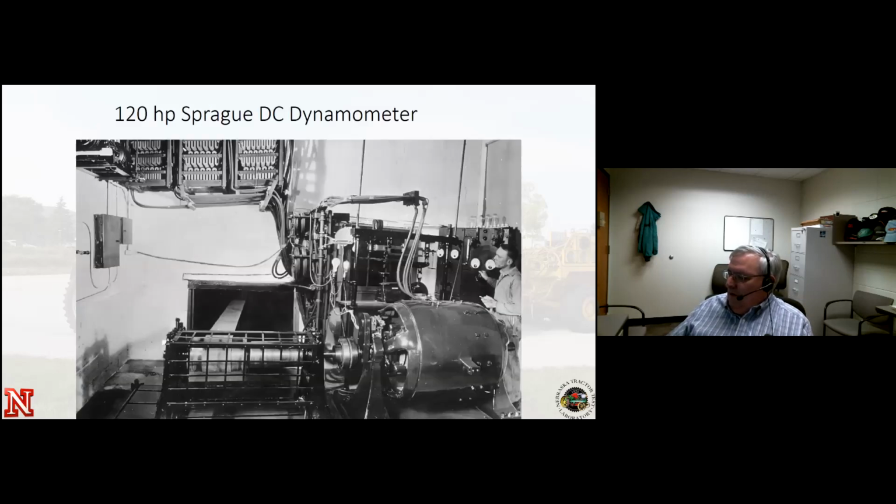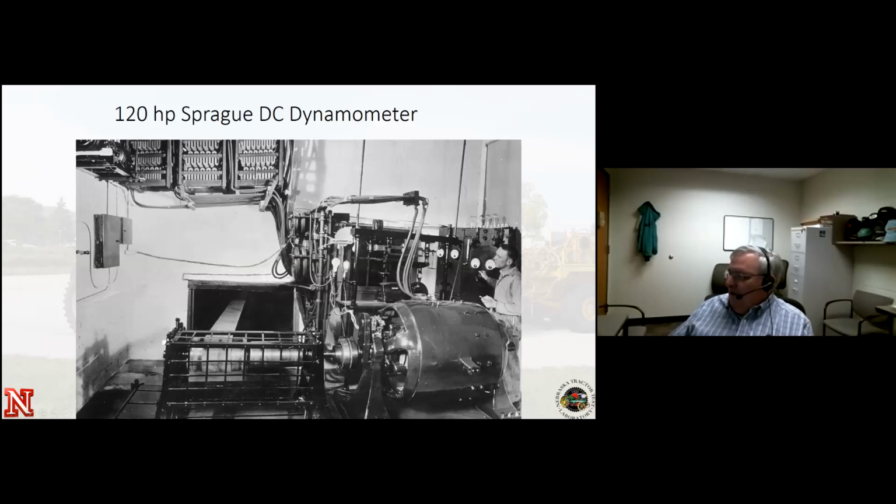And so we upgraded the dynamometer a little bit from the Prony brake. What you got here is a 120 horsepower Sprague DC dynamometer. So essentially, this is really just a big electric generator. And the electric current that's produced was dissipated through these resistor banks. And so this is Dalton Zinc again, and he's basically adjusting a switch that controls how many of these banks are engaged at the time.